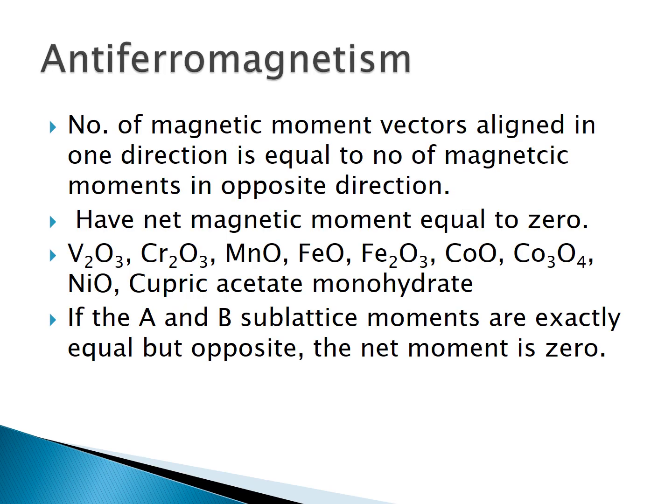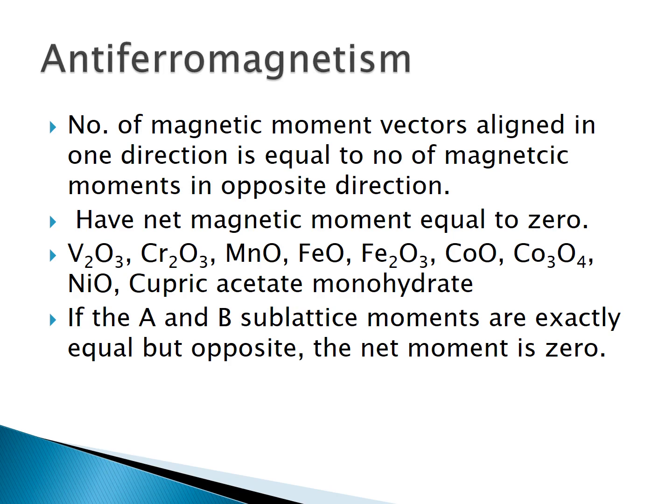Now, the second topic of our presentation is antiferromagnetism. The number of magnetic moment vectors aligned in one direction is equal to the number of magnetic moments in the opposite direction. In this phenomenon, the net magnetic moment is exactly 0. It means the magnetic moment in one direction will be equal to the other. For example, if the magnetic moment in one direction is 3, the other also has 3. 3 minus 3, the answer will be 0.